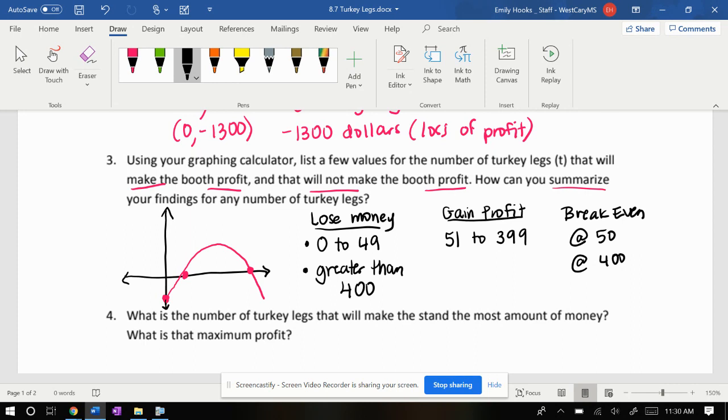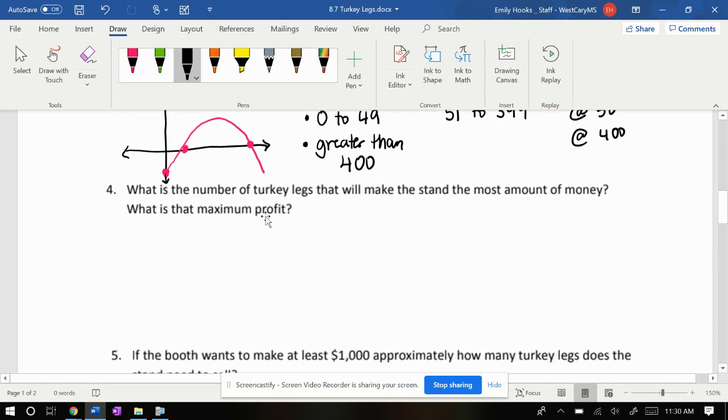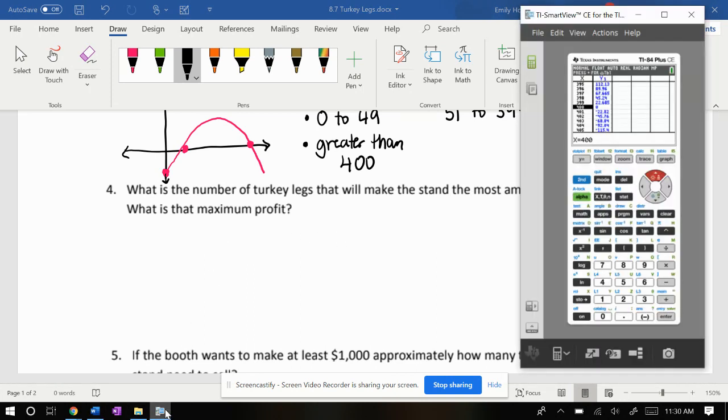All right. So then number 4 says, what's the number of turkey legs that'll make the most money for you? So what's that max profit? So again, we could use the table and scroll back up, or we could find the maximum in the graph. So if we go to our graph, we can find this point by doing second trace number 4, and then make sure you put your cursor on the left because it says left bound right here in black.